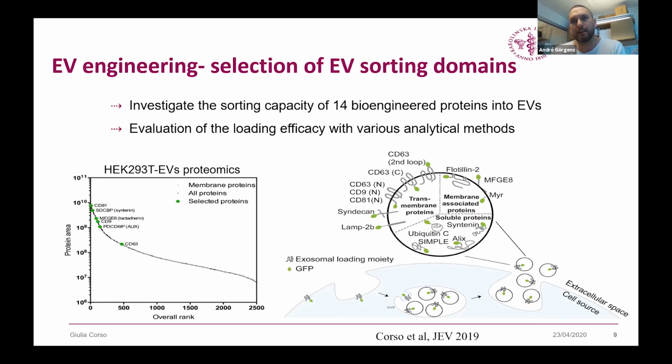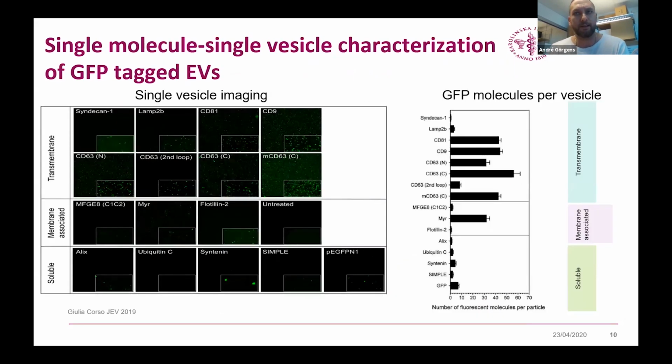We've then done single vesicle analytics on these EVs, either by regular confocal microscopy or by fluorescence correlation spectroscopy. And as you can see on the right panel, the conclusion of this study that we published last year in JEV is that transmembrane proteins tend to sort the GFPs better than the soluble fusions. Based off this work, we then wanted to take it one step further and see, can we use these engineered vesicles in any way to study their distribution in vivo?